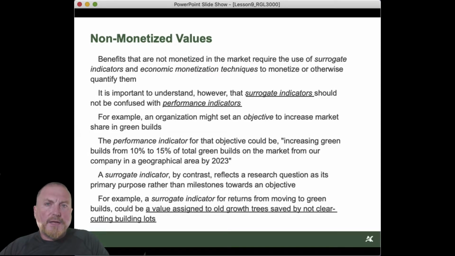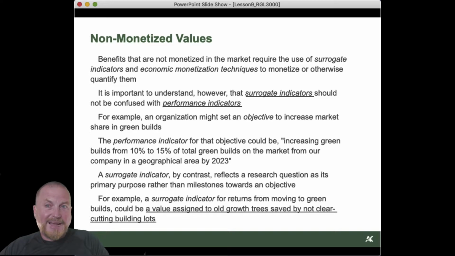It's important to understand a couple of things. When we try to provide a market price for something that does not have a market price, we are trying to create an indirect way of assigning it a market price. This is what we call surrogate indicators. So there are indirect or surrogate indicators for the value of a benefit that would otherwise not have a market price. Students often get confused between the concept of the surrogate indicator and the performance indicator. They're not the same thing.